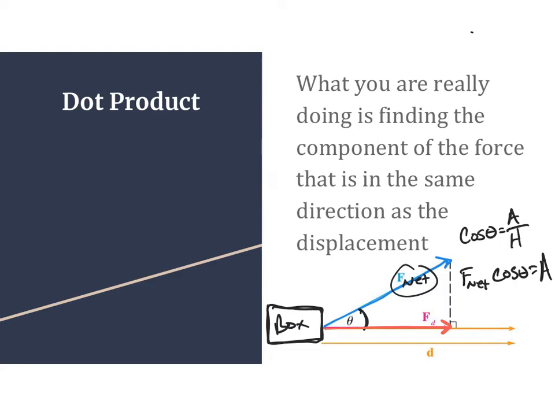If you're dragging a box along the floor, then that box is moving parallel to the floor. It's being dragged along the floor. So really, what we're doing when we find the dot product is multiplying the component of the force that is in the same direction as the displacement. Because when we talk about work, work is only done on an object when the force and the displacement are in the same direction. If they're at some angle, then only the component of the force in that direction does work on that object.